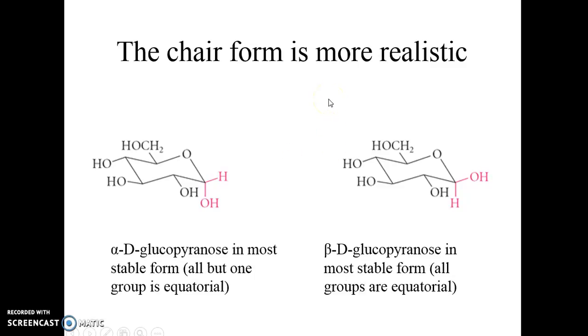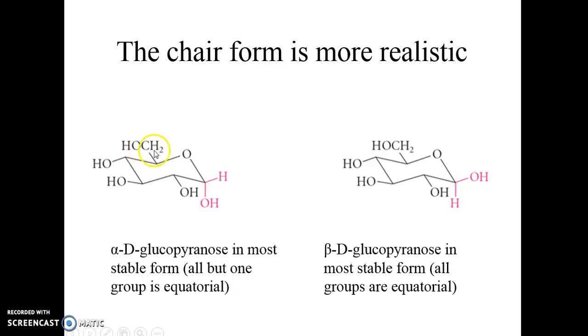The Haworth projection is very easy to draw, but the chair form is really the way that the glucose molecule exists. And you can see drawn here, we can have the alpha form in the chair conformation or the beta form. When you look at glucose in the chair form, when you move from the number 1 carbon to the number 2, 2 is down, 3 is up, 2 is down, and then we have the chiral D carbon, the carbon that makes this the D sugar.